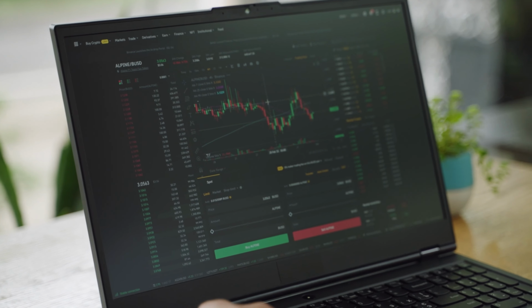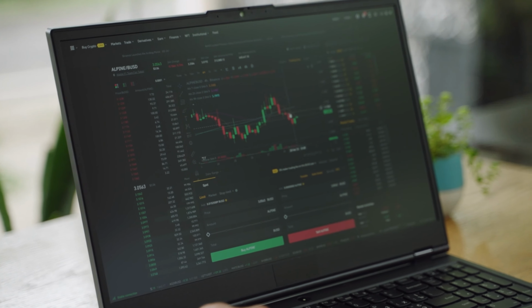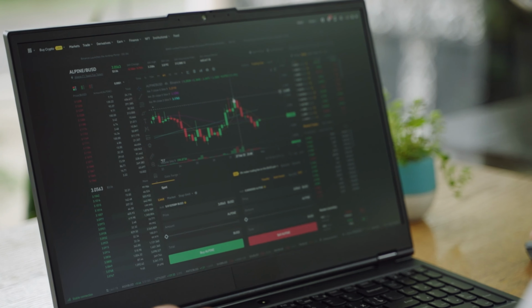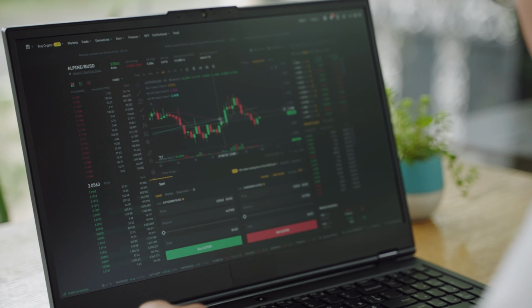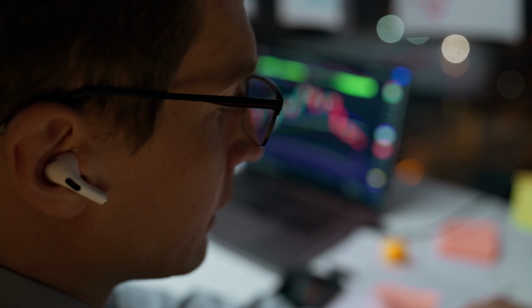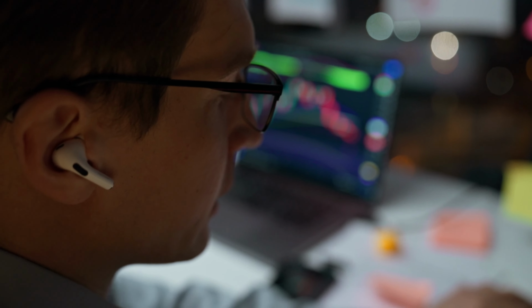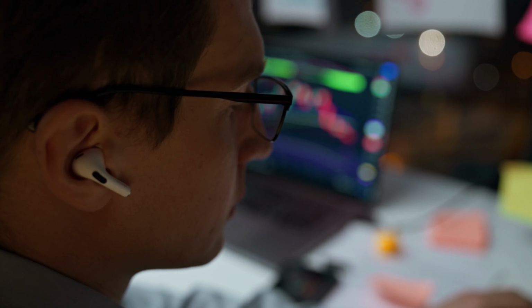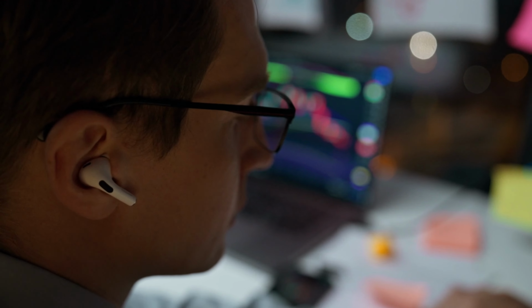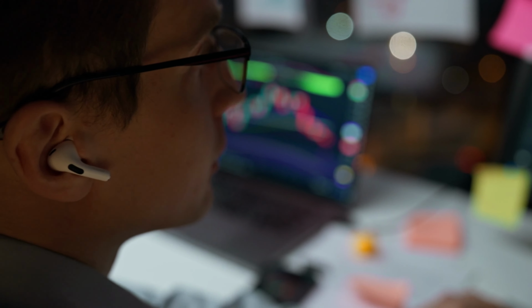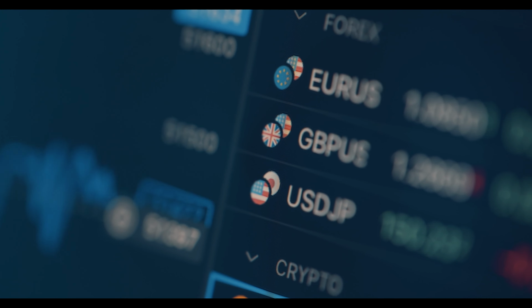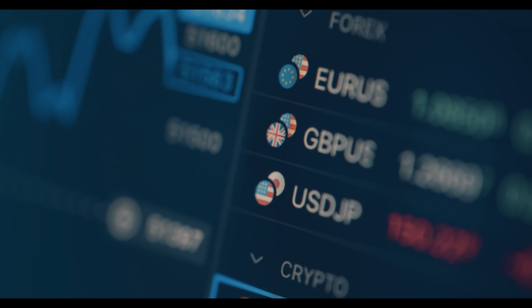Wait, standard deviations. That rings a bell from way back in stats class, but can you refresh my memory on what that means in this context? Sure. Imagine you're measuring the height of everyone in a room, right? The average height gives you a general idea, but standard deviation tells you how much the individual heights are spread out from that average. A large standard deviation means you've got some really tall folks and some really short folks, while a small standard deviation means everyone's height is pretty close to the average.